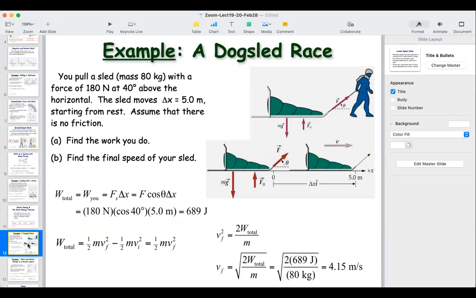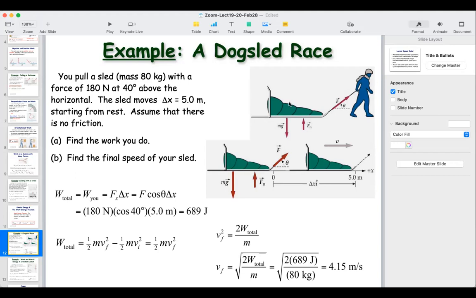So let me show you. For example, here you pull a sled of a mass of 80 kilograms with a force of 180 Newton at 40 degrees above the horizontal. The sled moves delta x, which is equal to 5 meters, starting from rest. Assume that there is no friction. Then find the work you do and find the final speed of your sled.